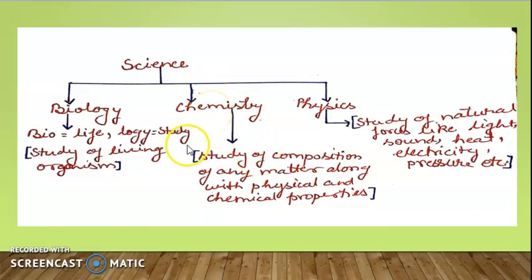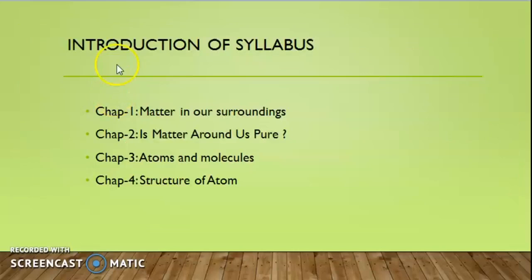So let's just start. We will start with introduction of syllabus. In class 9th chemistry, total 4 chapters are there. Starting with the first chapter, that is matters in our surroundings. Second chapter is matter around us pure. Third chapter, atoms and molecules, and fourth chapter is structure of atom. So whole year we have to study these 4 chapters only.